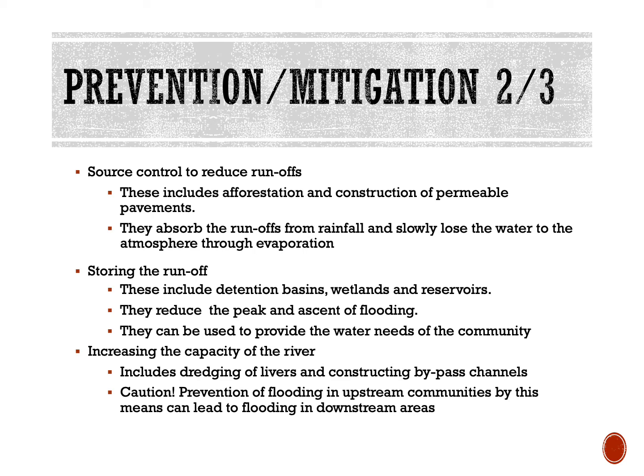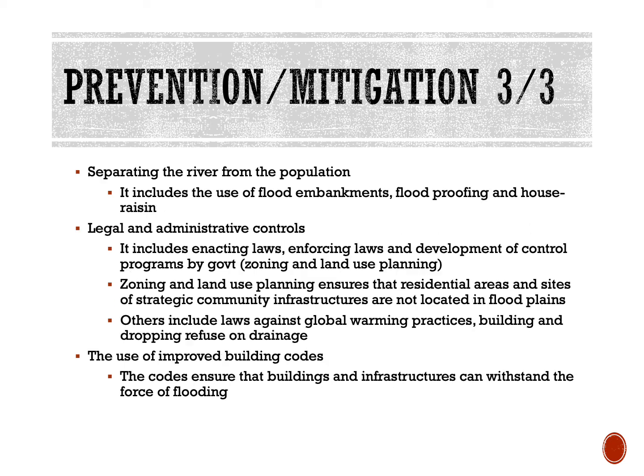The other thing to do is to increase the capacity of the river. You can dredge rivers to increase their capacity, or construct bypass channels. But the one thing to note is that increasing the capacity of water channels can lead to flooding in downstream areas. Other things we can do in terms of prevention and mitigation is to separate the river from the population. So you can develop embankments, flood proofing, and house raising.